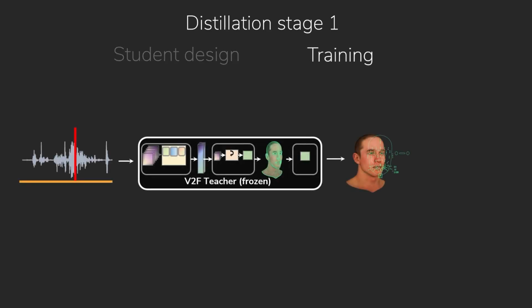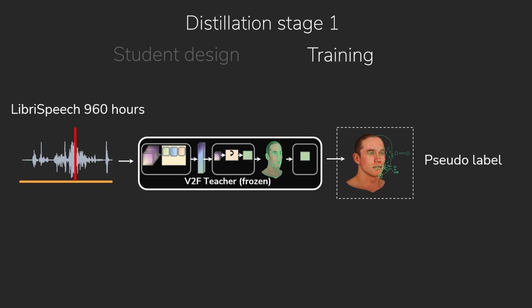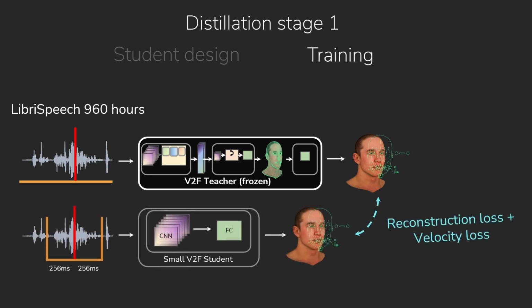We train the small model using knowledge distillation. First, we use the 960-hour LibriSpeech dataset to generate pseudo-labels with the original voice-to-face model. Then we supervise the small model using both a reconstruction loss and a velocity loss to ensure temporal smoothness in facial motion. We refer to this process as heterogeneous knowledge distillation due to the significant architectural gap between the teacher and the student models. Now, let's take a look at the small model running in real time.